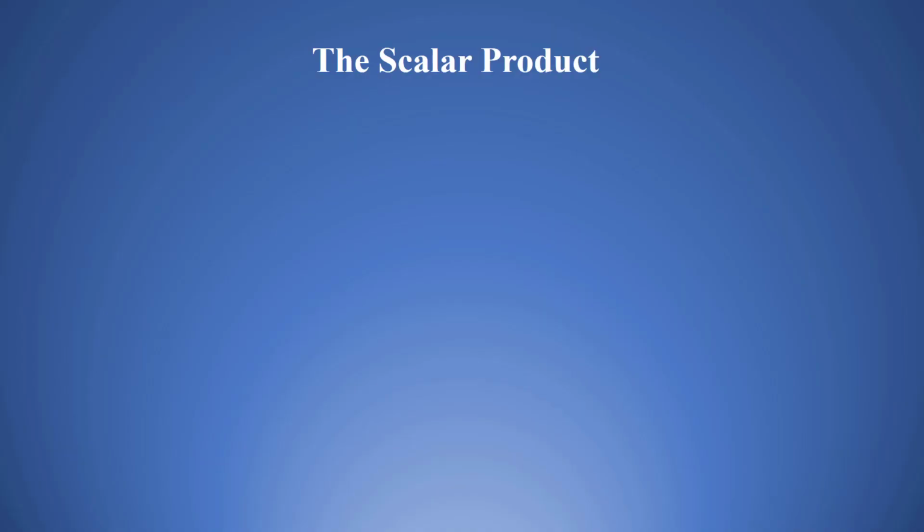Welcome back. In this lecture, we will deal with the first type of the vector products, the scalar product. Let's look at the two vectors, a and b. The angle between them is theta.